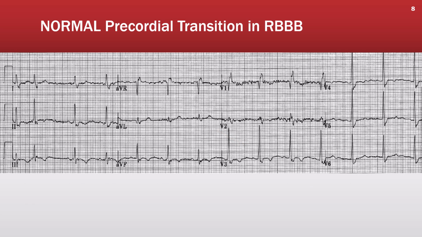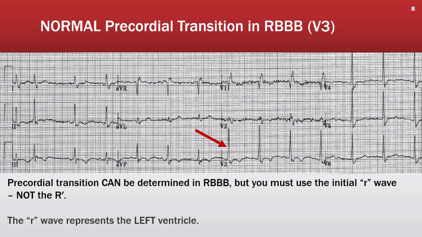Now, we can determine whether or not there is a normal precordial transition in the presence of a right bundle branch block. In this case, the transition occurred in lead V3. But with right bundle branch block, we have to use the initial R wave in V1, for instance, and not the large R prime. The small R wave actually represents left ventricular depolarization. So we follow that small R wave through the precordial leads. And through that, we can determine the location of the precordial transition even in the presence of a right bundle branch block.